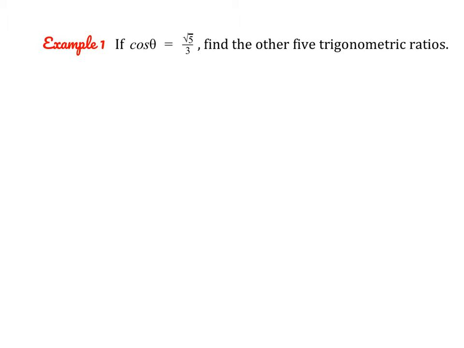So in example 1, we're told that the cosine of theta, some angle, is square root of 5 over 3. Find the other 5 trigonometric ratios. Whenever I have a problem like this, the first thing I'm going to do is draw a right triangle. You can draw it in whatever orientation you want, and you could pick either of these two angles to call theta. So let's say I call this theta.